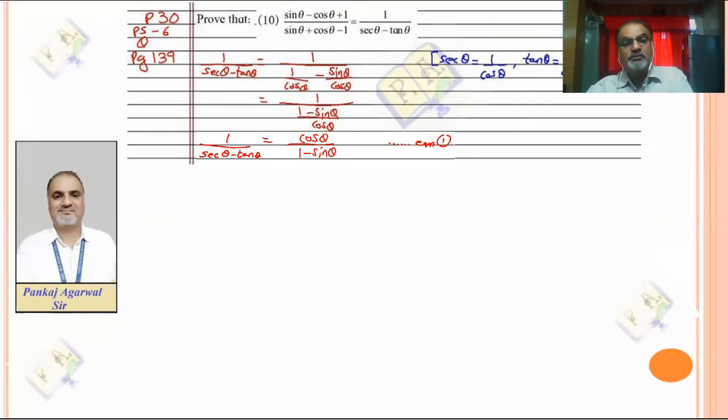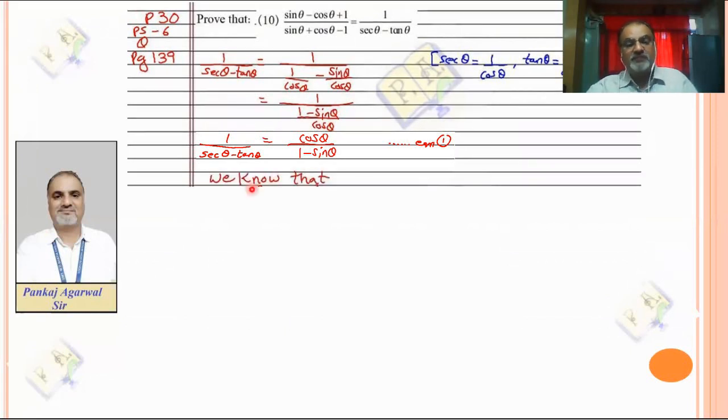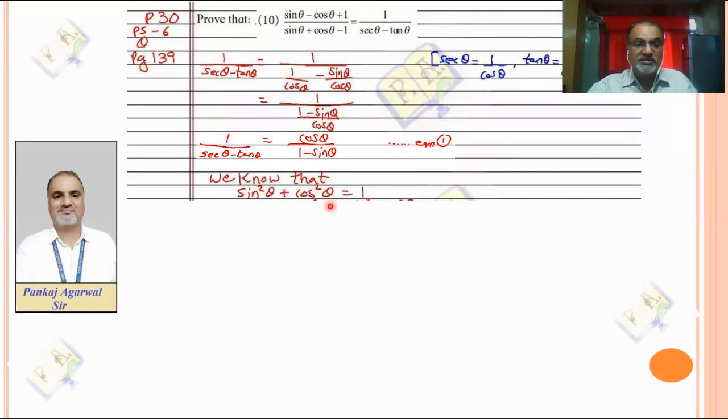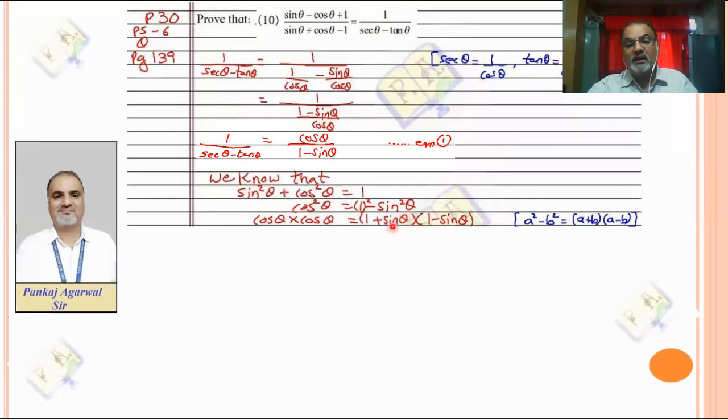Now we'll use the identity. We know that sine square theta plus cos square theta equals 1. Now you have to remember which term has to be taken on the right hand side. Here we'll take sine square theta on the right hand side. So we get cos square theta equal to 1² minus (sine theta)². What is the a square minus b square formula? (a plus b) into (a minus b). Therefore, cos square theta can be written as cos theta into cos theta, and the right side will become (1 plus sin theta) into (1 minus sin theta).